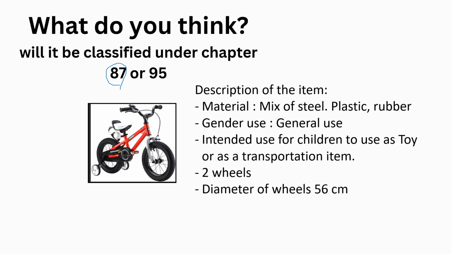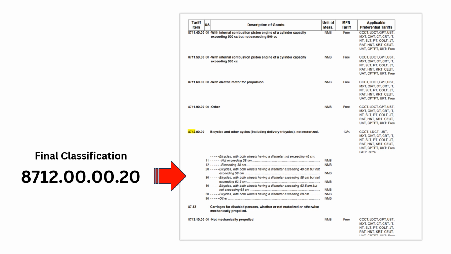I already know that because I saw it before. Since I know that, I will go into my chapter 87 and I will look for the right heading and subheading, and I have the mention of bicycles. And it does mention tricycles here, but that will be delivery tricycles, very different from what I had in my first example. So great.